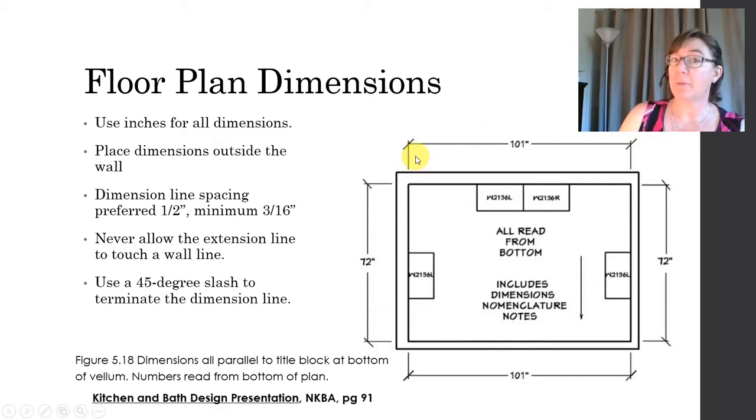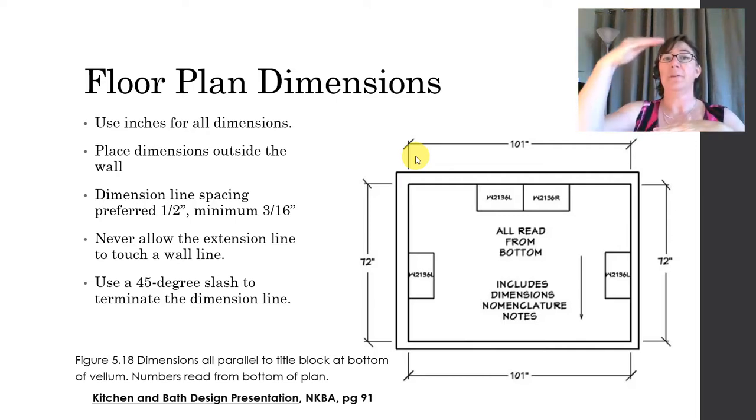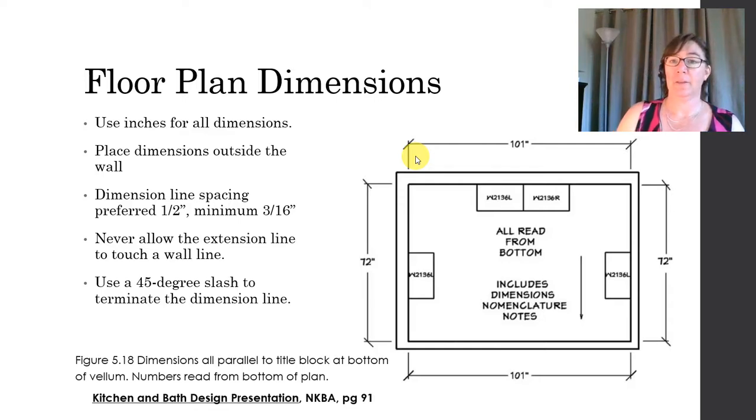Always place your dimensions outside the wall if possible. And you'll see in our example plan that there are some locations where that's not possible. When you stack your dimension lines, they should be about half an inch apart. And this is just general good drafting technique. Don't allow your extension lines to touch the wall or the item that you're pointing at. Finally, use a slash. This is the official NKBA standard, to use that slash for your dimensions.